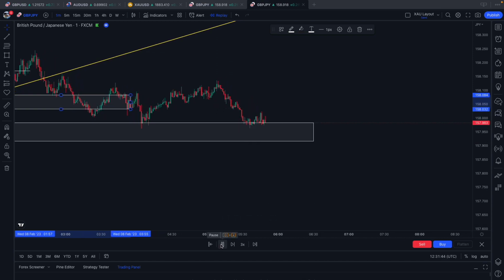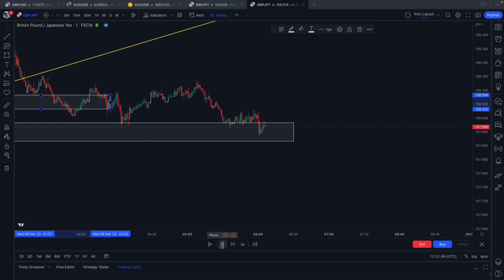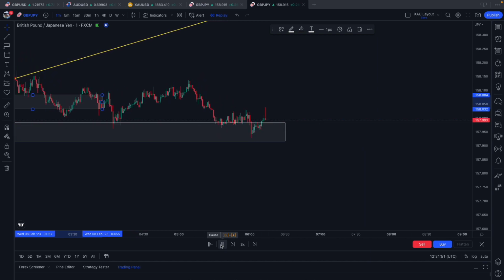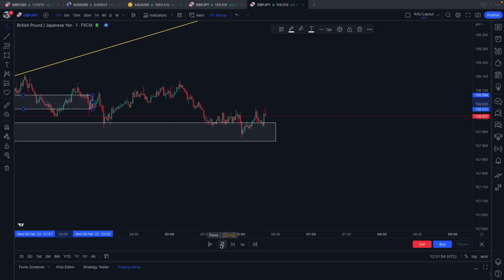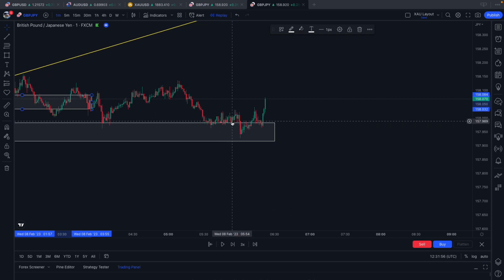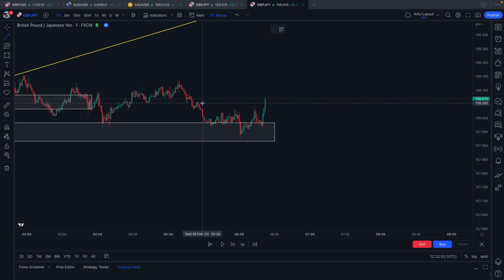Price looks to be sweeping this zone yet again, digging deeper to grab more demand in order to flip the supply and demand balance. It looks as though price has come in, grabbed more demand to the upside, shown great signs of rejection. We've had another fractal break of structure here.